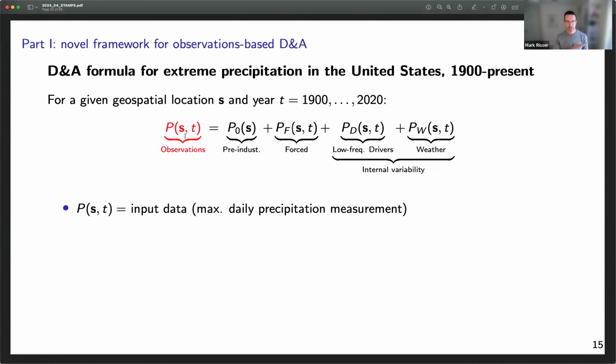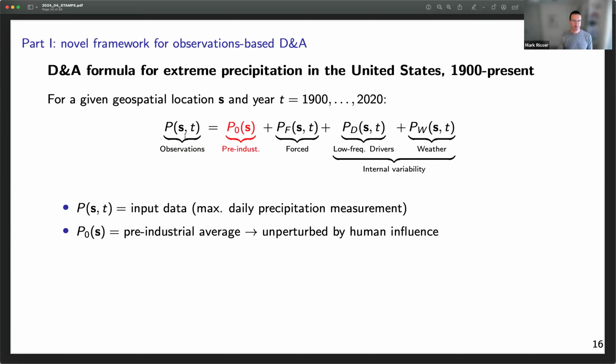On the left-hand side, this is the input data. This is what I was talking about a moment ago. These are the daily precipitation measurements, and we're focusing on daily extremes. We're just looking at the largest measurement that occurs in each year, or we'll actually be looking at different seasons. But that's essentially the main input data for the analysis. When we move to the right-hand side, this is our conceptual model for how precipitation might be changing over space and time.